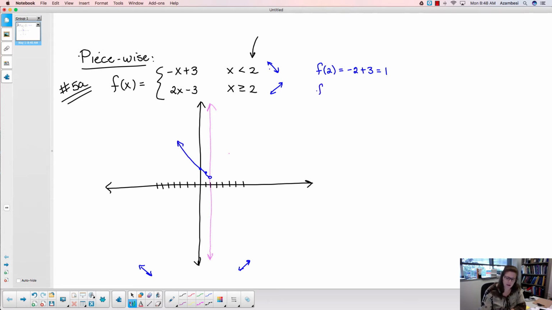Now on the other side, if I plug in 2, I get 2 times 2 is 4 minus 3 gives me negative 1. So I have a point at the point 2, negative 1, and this line has a closed circle and a slope of 2. So if I count up 2 over 1, up 2 over 1 to my next points. And it looks like this. When you're done, make sure your piecewise function is actually a function. It should pass your vertical line test when you're complete.